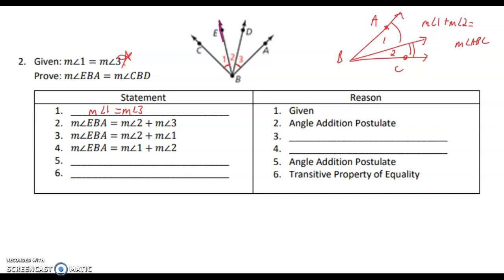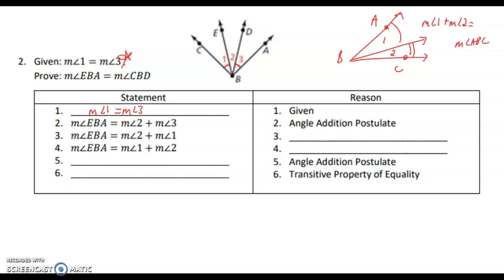So EBA, I'm going to draw on this picture so we can see where they're talking about. And it says it equals angle 2, that's right here, plus angle 3. That's the angle addition postulate. This angle, angle 2, plus angle 3 equals the whole big angle, angle EBA. All right, so they have that already filled in for us. So I'm going to go ahead and erase that so we can draw on it some more.